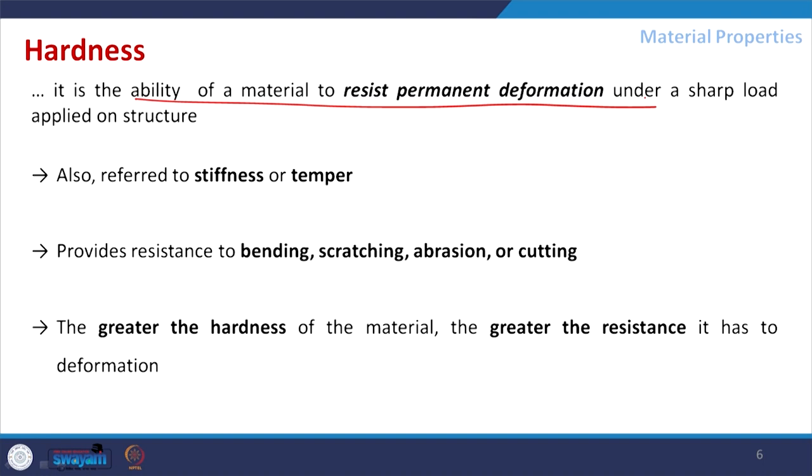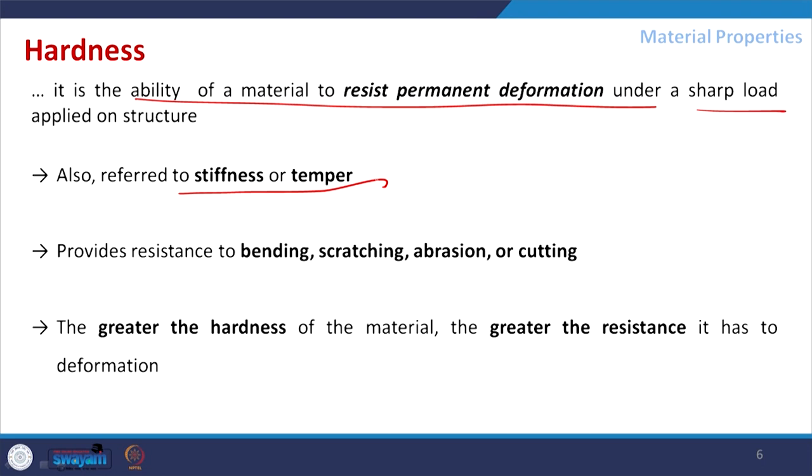Now, instead of this pen, which is made of plastic, if you take a piece of thermocol, maybe looking like a pen, and do this experiment, then probably you will say that the hardness is very low. You take wood, then it will have something. You take steel, you will get something. If you take aluminium compared to steel, then you get that steel is harder than aluminium. So, this is very important: hardness will resist permanent deformation under a sharp load, and it is also related to stiffness and temper.